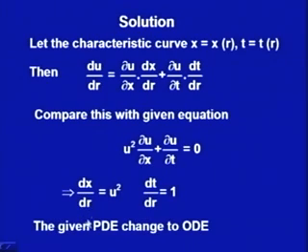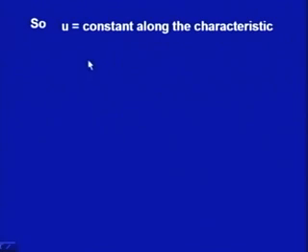So, this given partial differential equation changes to the ordinary differential equation du/dr = 0. Now, what it is saying is that u is constant along the characteristic. Moreover, dx/dt is u², because dt/dr was 1, that says t is the same as r. So, I can write dx/dr as u², that is, dx/dt = u².